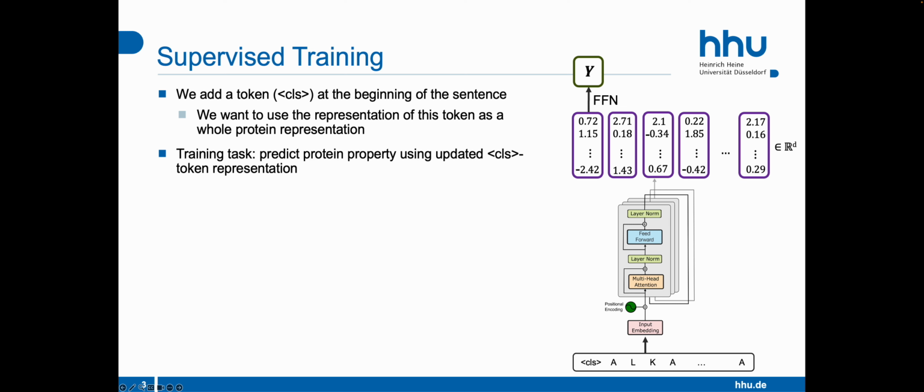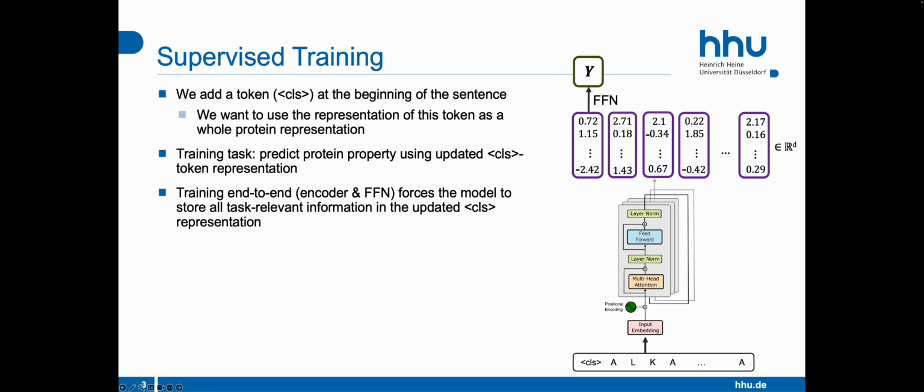We can train the model to use the updated CLS token that comes out of the transformer network encoder to predict a property of the protein using a fully connected neural network with this vector as the input. The variable that we want to predict here is denoted by y. For example, we could train the model to predict the optimal pH value of proteins. In this case, we would train the model to minimize the mean squared error between the predicted optimal pH for a protein and the experimentally obtained optimal pH.